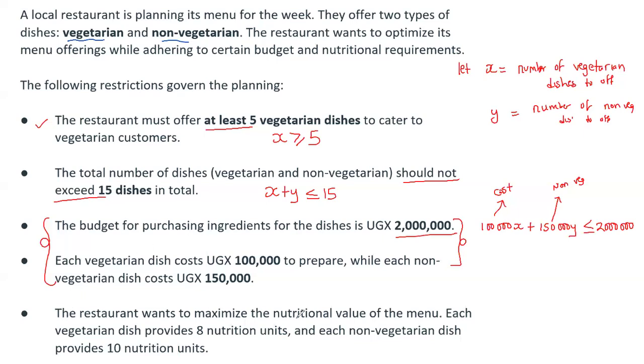The restaurant wants to maximize the nutritional value of the menu. Each vegetarian dish provides 8 nutrition units, and each non-vegetarian dish provides 10 nutrition units. Members, this last item is the one that wants us to formulate what we call our objective function. Because we are interested in finding out, when you take a vegetarian dish, what the nutrition value for that particular menu is. So for that one, we shall just say that our function written in terms of f(x, y) will be 8x for the vegetarian, plus 10y for the non-vegetarian. And then you end there for now.